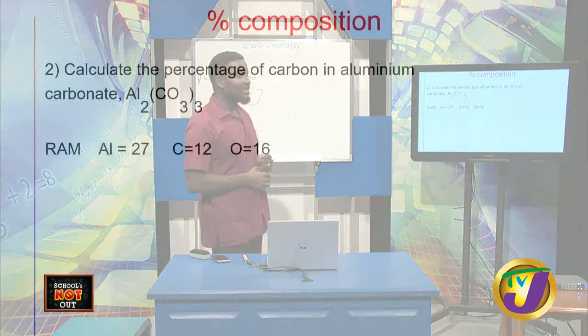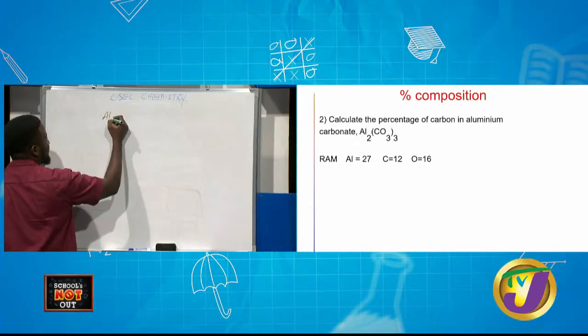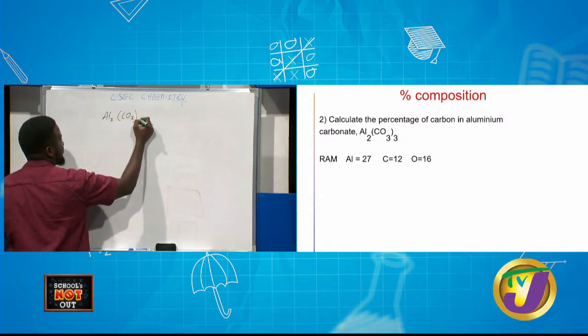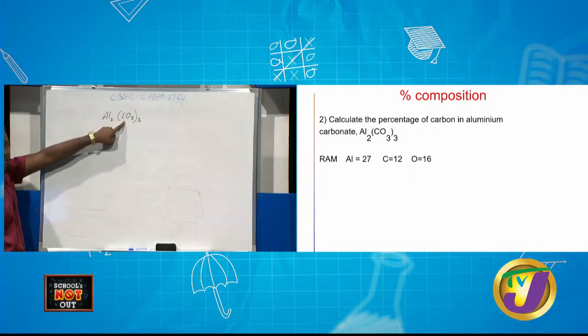So it says to calculate the percentage of carbon in aluminum carbonate. And as usual, you're given the RAMs. All right, so this time it specifically just wants carbon. So our compound is aluminum carbonate, so Al2(CO3)3. All right, so how much carbon is here?